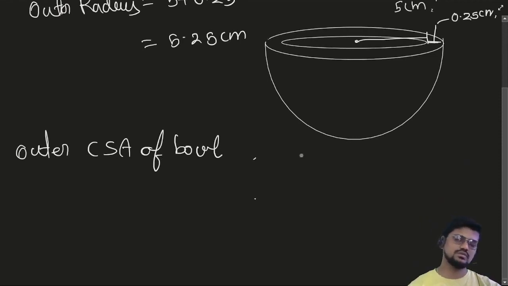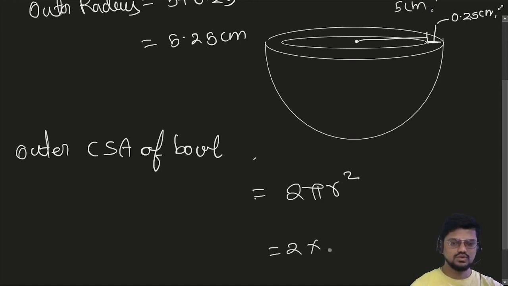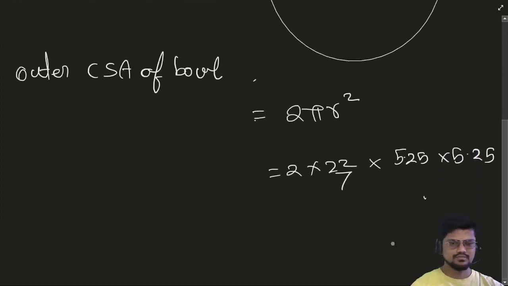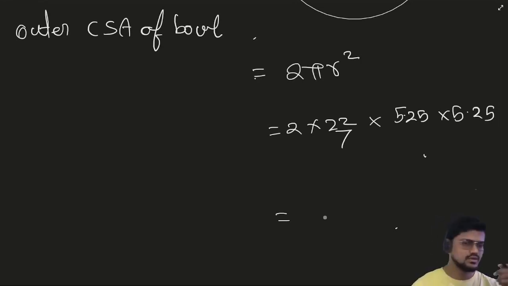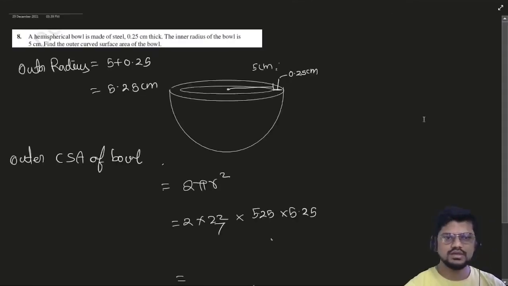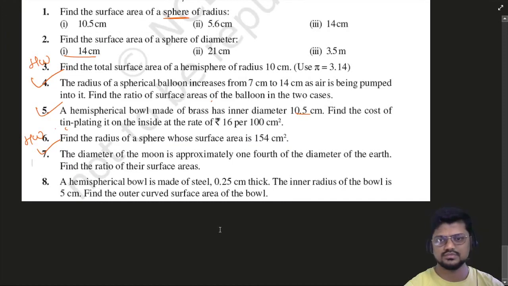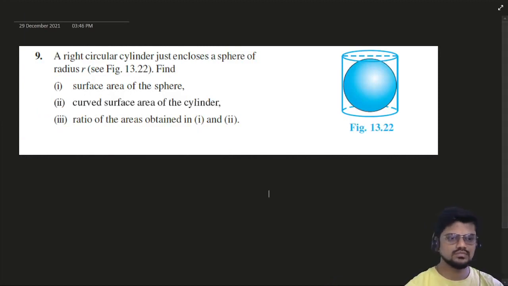So the outer curved surface area of the bowl will be equal to 2 pi r square. So 2 into 22 by 7 into the value of r, which is 5.25, into 5.25. If I solve this, you'll get the answer for the outer curved surface area of the bowl. Understood this? Now the next question. The eighth is also done.